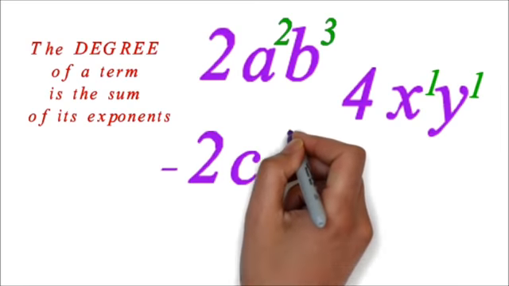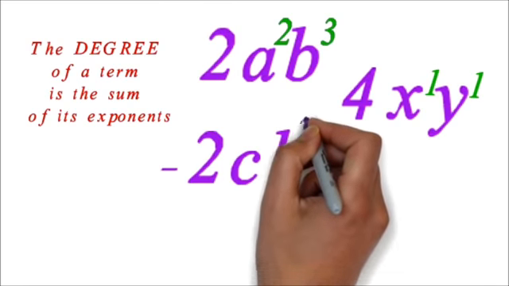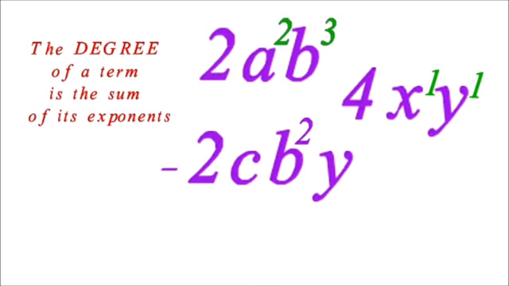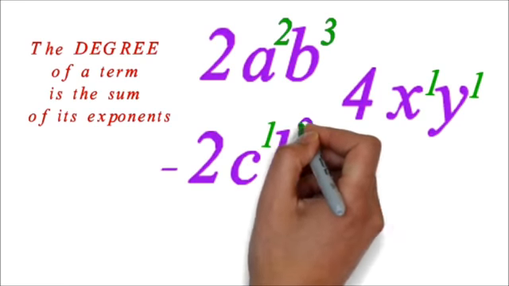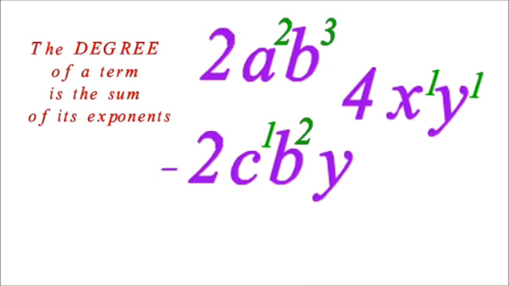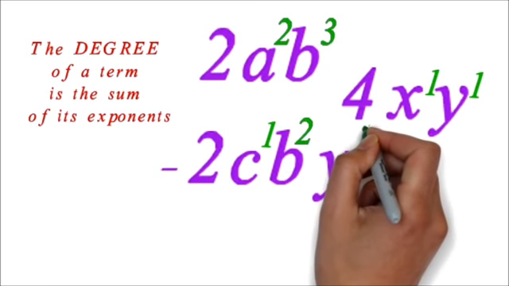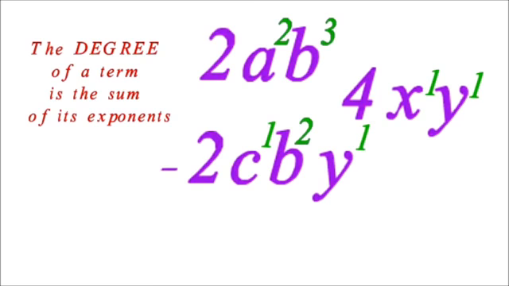The degree of minus 2cb squared y is 4. The exponent of c is 1. Exponent of b is 2. And exponent on y is 1. Adding the exponents gives us the degree, which is 4.